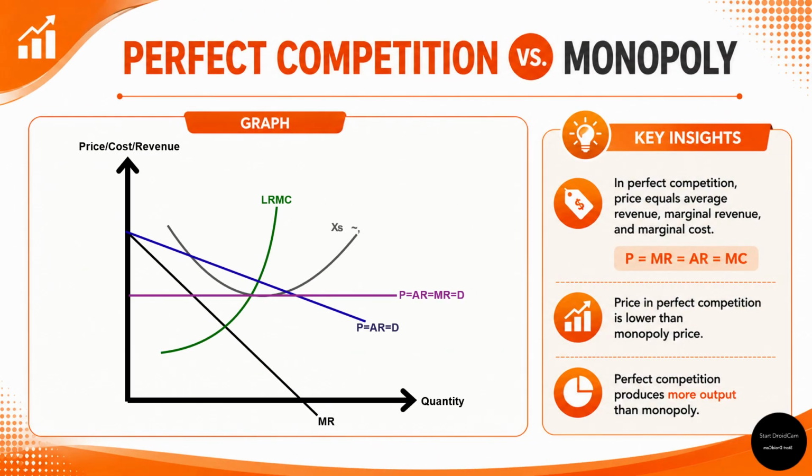Finally, let's compare monopoly with perfect competition using this graph. Under perfect competition, equilibrium occurs where price equals marginal cost. Tracing down from this point gives the larger competitive output. For monopoly, equilibrium is determined where MR equals marginal cost. This produces a lower level of output.